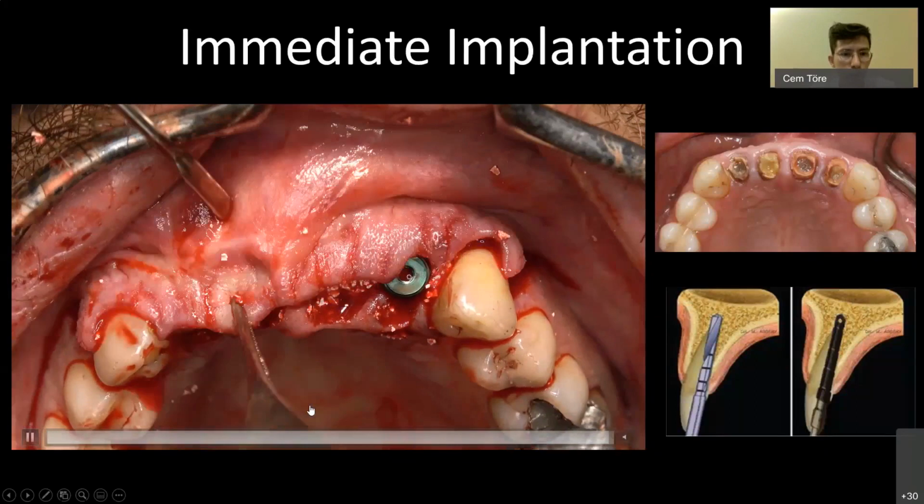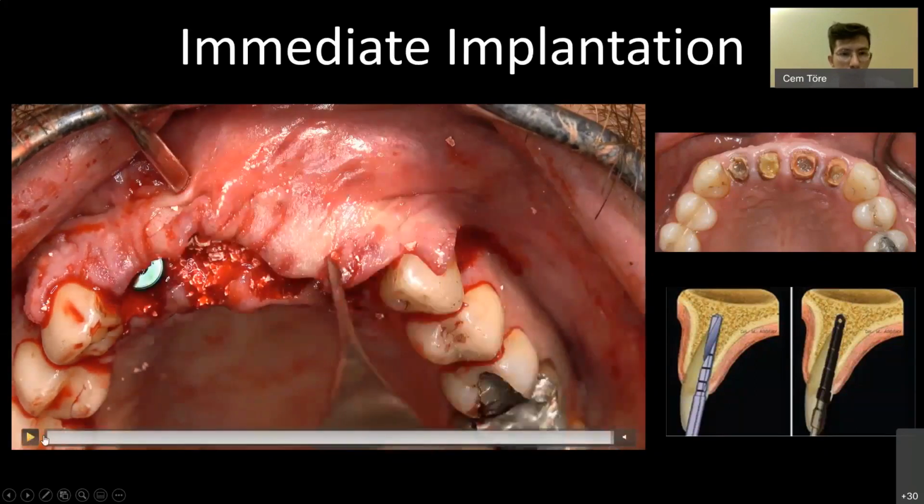Like we said, this is what we want to see. This is not magic, of course. What we are doing here is basically borrowing it from the sulcus, which can be modified later, but we usually don't need to modify it with a big gingival graft later on.